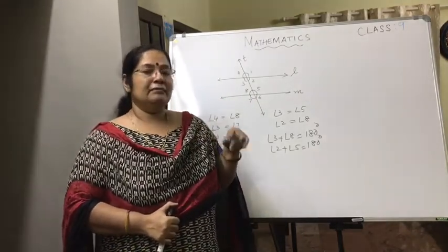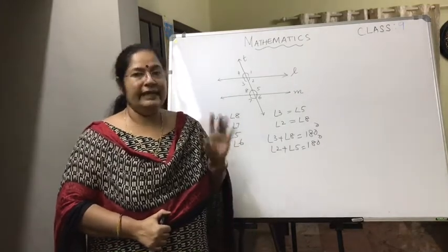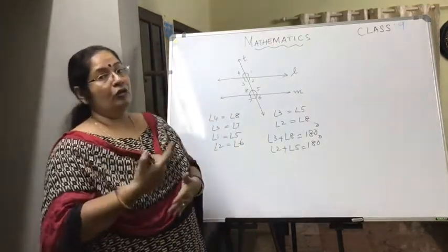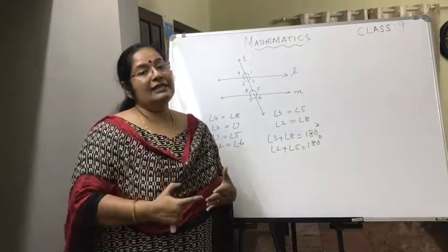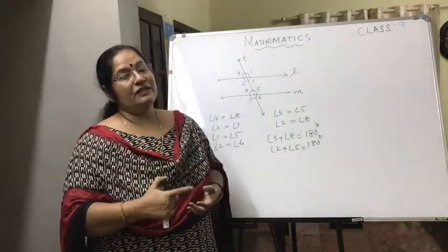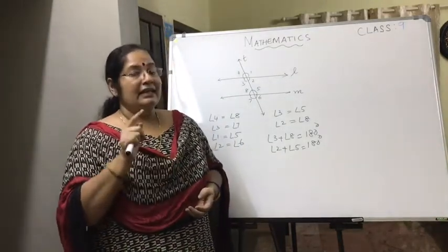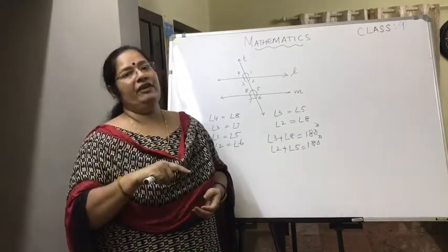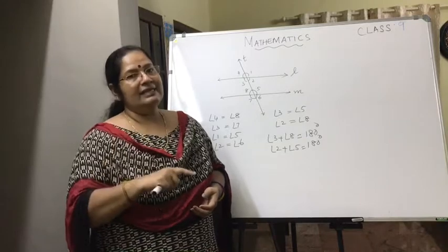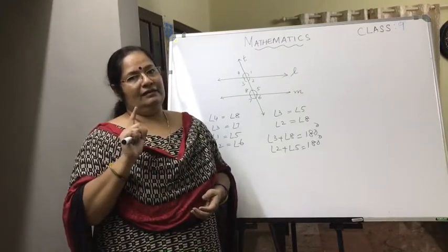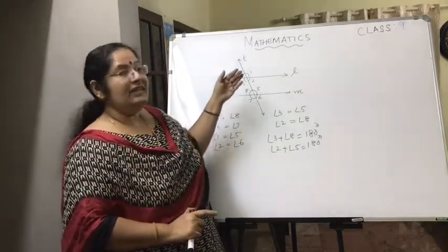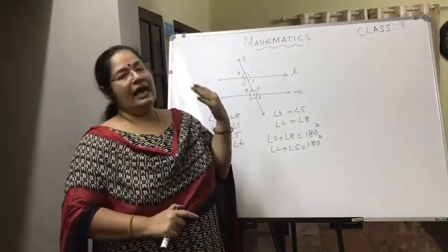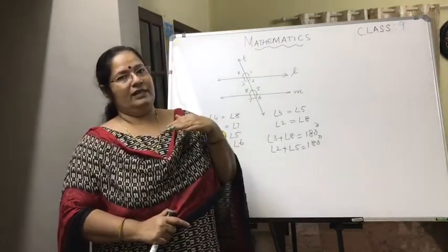Supplementary means the sum should be equal to 180 degrees. Now what would be its converse? If two lines are intersected by a transversal in such a way that the pair of co-interior angles are supplementary, then the lines are parallel. So is it clear? The conditions of parallel lines and transversal and vice versa.